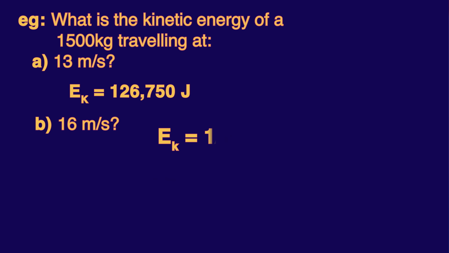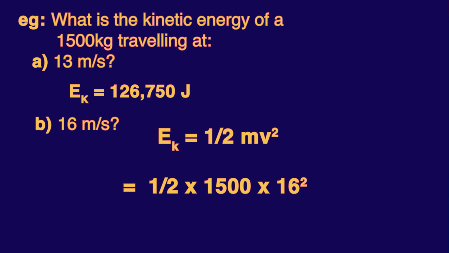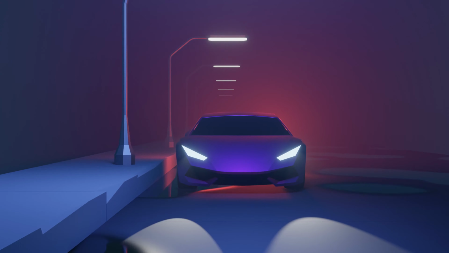What happens if we increase the speed to 16 meters per second? That's approximately 35 miles per hour. Ek equals half mv squared, which equals a half times 1500 times 16 squared, which equals 192,000 joules. You can hopefully see this is a significant increase in energy for just a small increase in speed, which is why it's best to drive slowly in built-up areas.